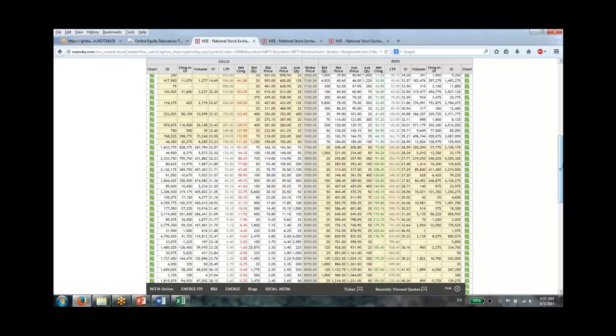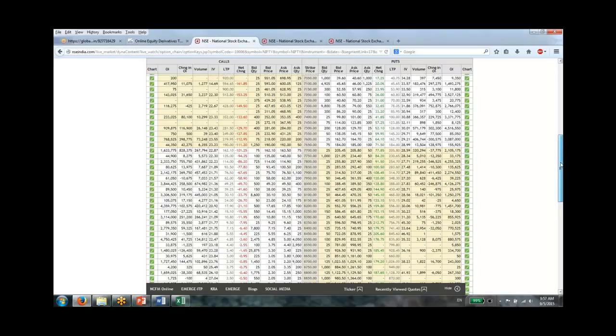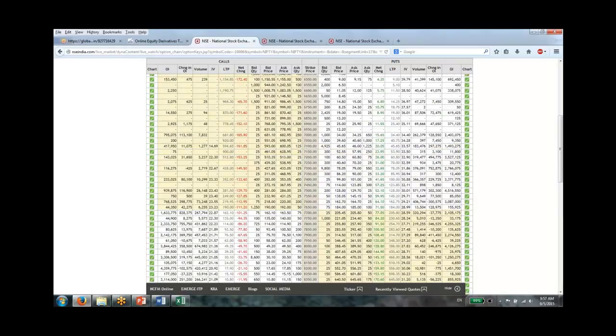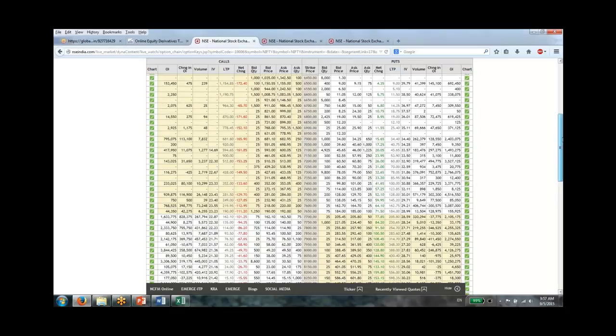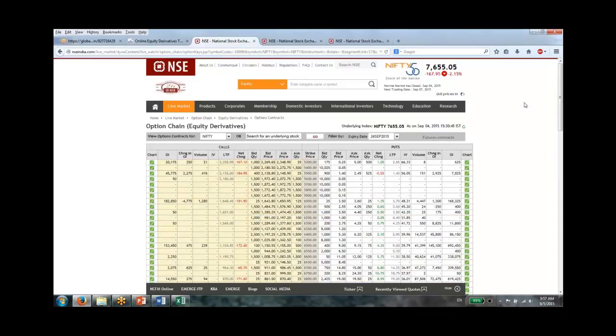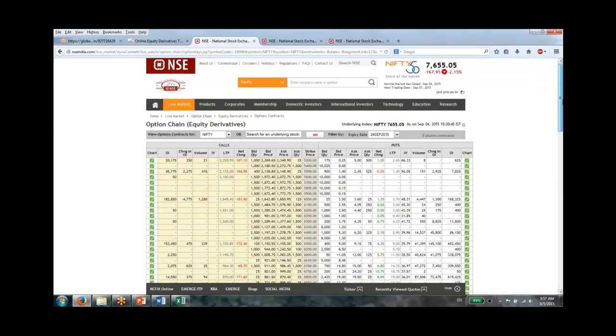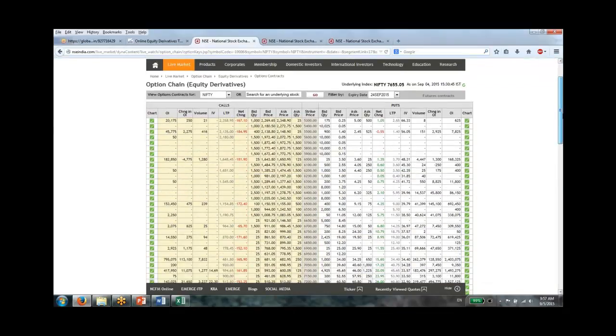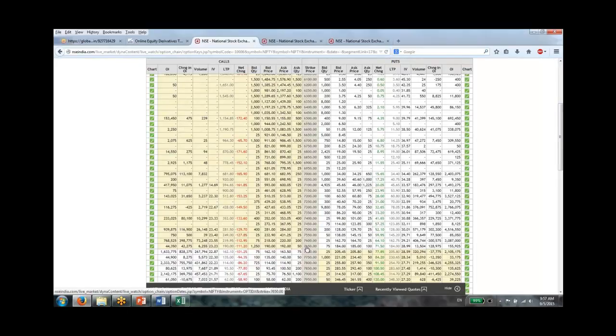But another thing which I also want to mention here is that the delta is different for different strike prices. As a rule of thumb, keep this in mind: the options which are at the money. What does at the money mean? At the money means that the strike price is equal to or very, very close to the underlying asset. So we see that the underlying asset is 7655. So the at the money option is 7650, which is the closest strike price.